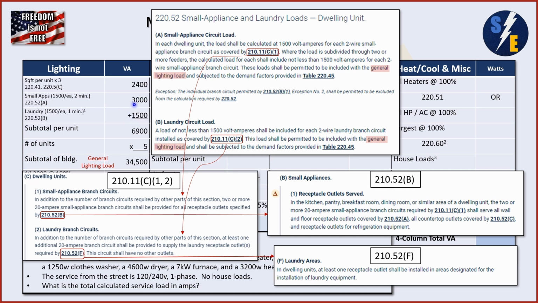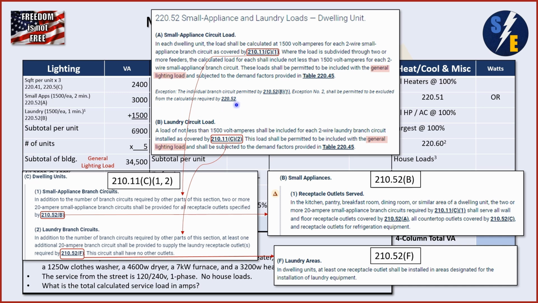So we have a minimum of 3000 VA. You'll pretty much never have a value under 3000 VA for this section right here. But you may have maybe 3 or 4 appliance circuits, and so you would have 4,500 or 6,000 here for a VA total.